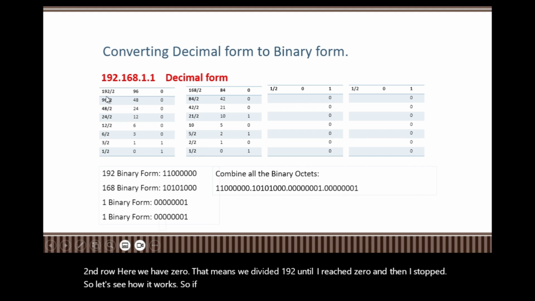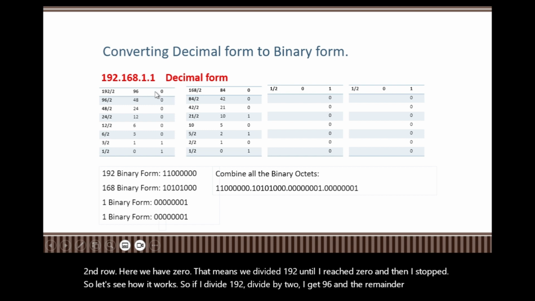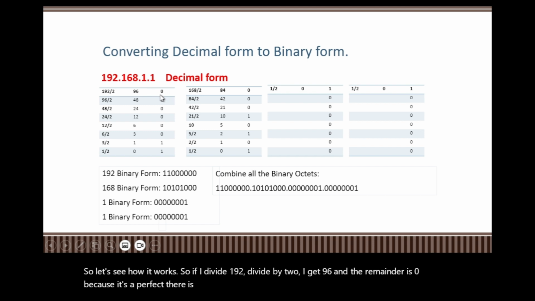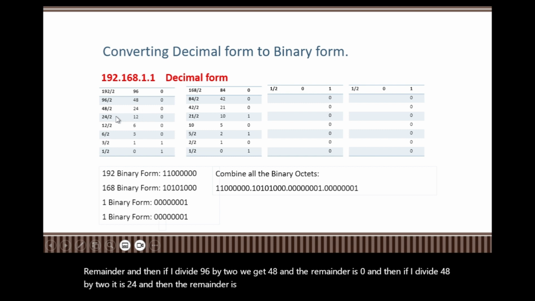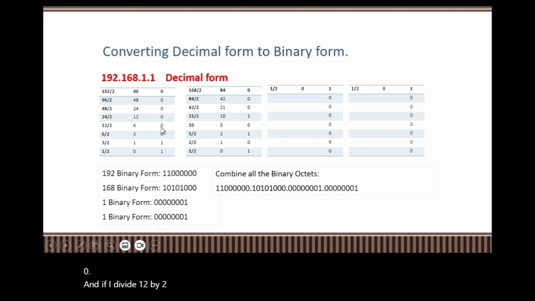If I divide 192 by 2, I get 96, and the remainder is 0 because it's perfectly divisible, there is no remainder. Then if I divide 96 by 2, we get 48, and the remainder is 0. Then 48 by 2 is 24, remainder 0. 24 by 2 is 12, remainder 0. 12 by 2 is 6, remainder 0. 6 by 2 is 3, remainder 0.